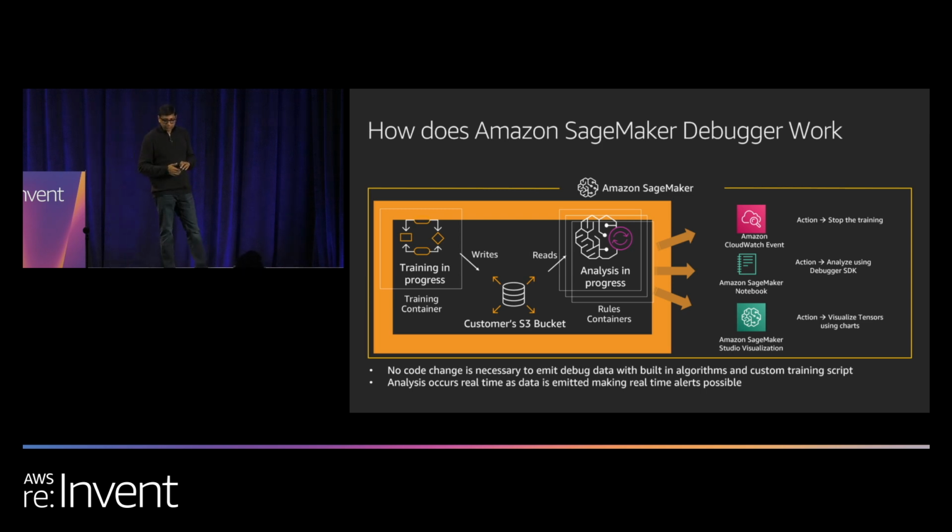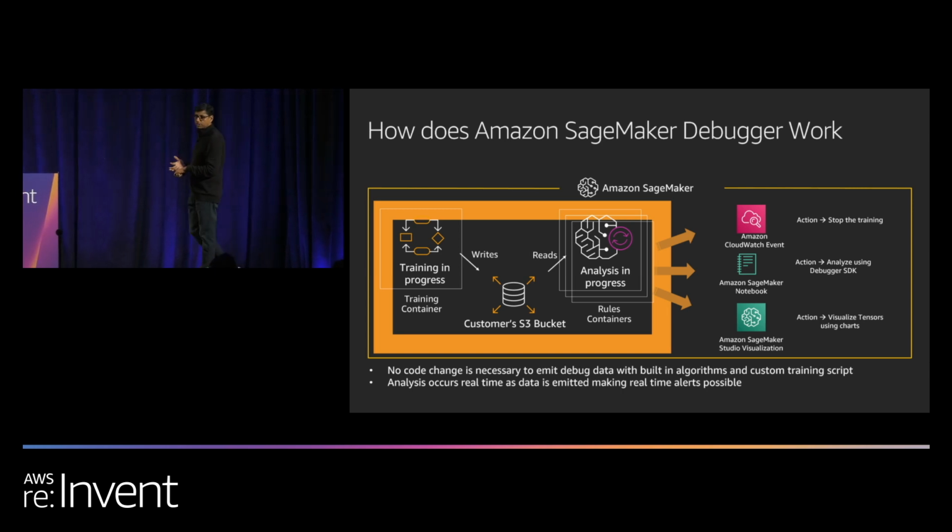Now, it writes to your S3 bucket. When you start the training, as I mentioned, you can have multiple rules, built-in and custom rules combined, or all built-in rules. As the training starts, we start off separate containers. For built-in rules, the debugger manages completely. So you don't have to specify an instance. We select the right instance to run that. We instantiate the container, and once the training is over, we terminate that.